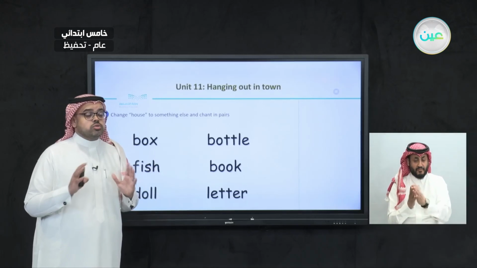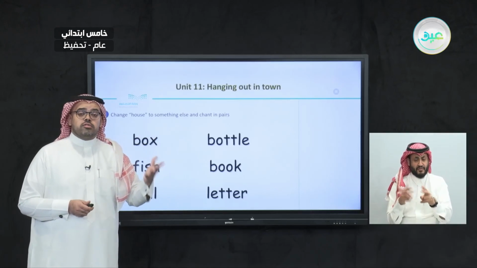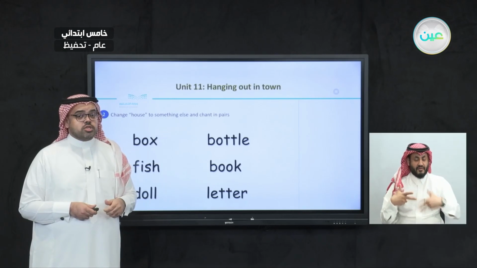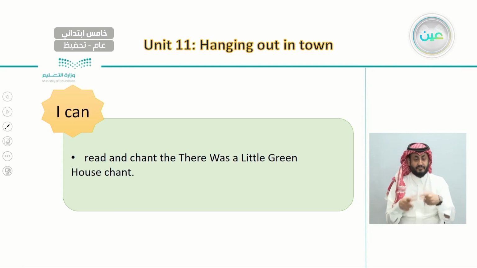So try to chant it again in pairs with your partner and see how interesting this chant could be. So at the end, it is important that you can read and chant that there was a little green house and chant it again.